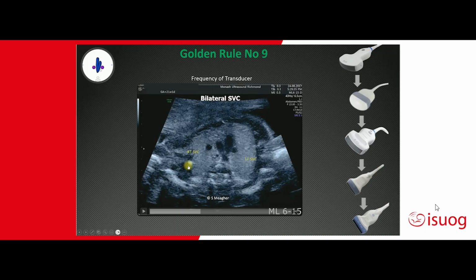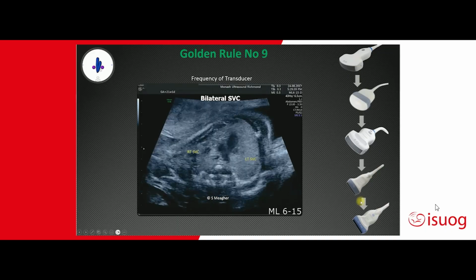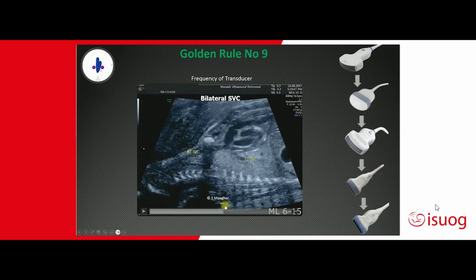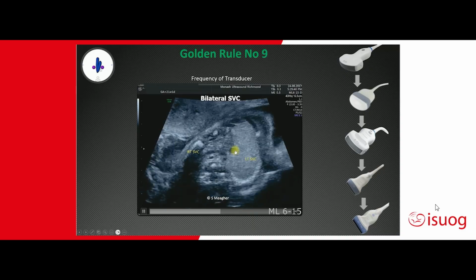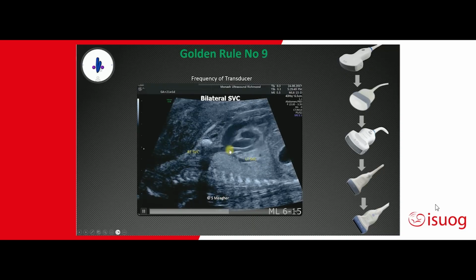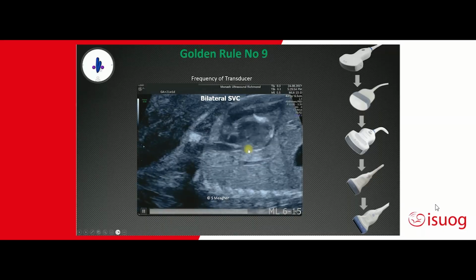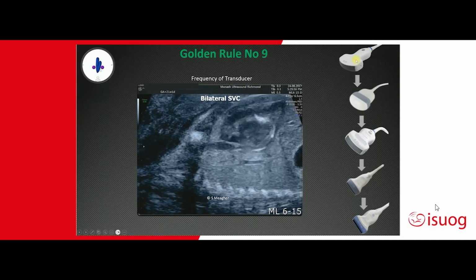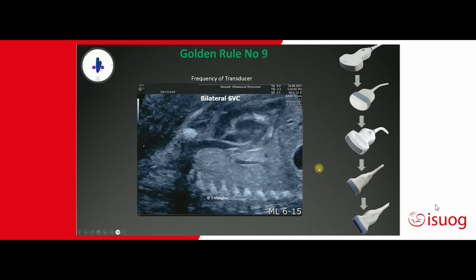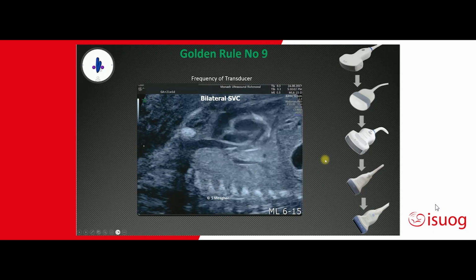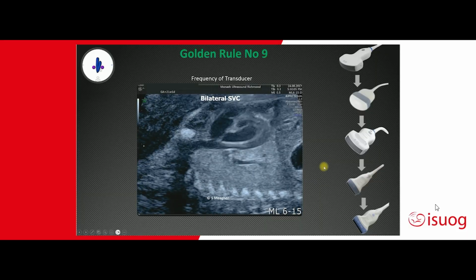What do I do? I go to a higher frequency transducer, so I'm moving all the way up in my frequencies to the highest here. And now I'm seeing a very nice image of a persistent left SVC here. In fact, when I rotate on that vessel, I can see streaming down the persistent left SVC as it drains into the coronary sinus. I do not get that degree of detail when I use a lower frequency transducer. Remember, in cardiac imaging, try to get the best image by testing: are you using the highest frequency transducer while at the same time maintaining penetration?